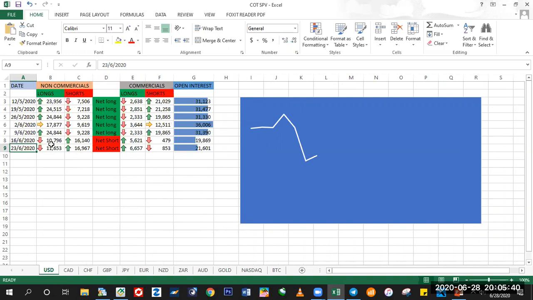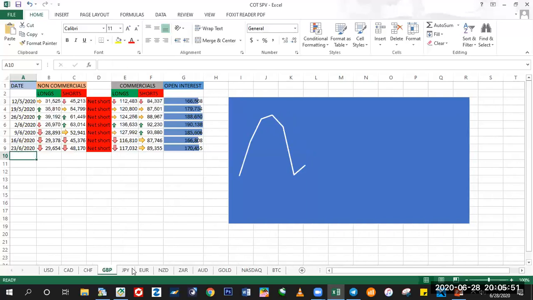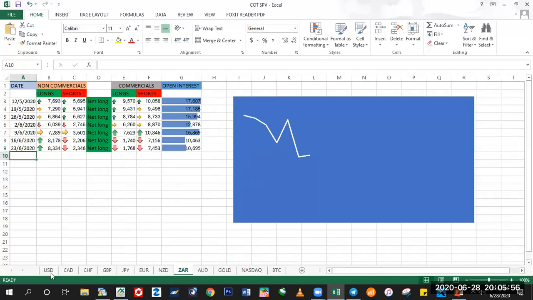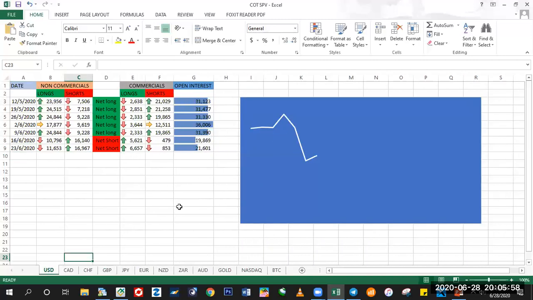Okay. So we'll do the index analysis today. I mean, the USD index, CAD index, Swiss franc, pound, maybe. So let's start with the dollar. From the COT, we can see from the last 2 weeks, the large speculators have changed from net long going to net short.